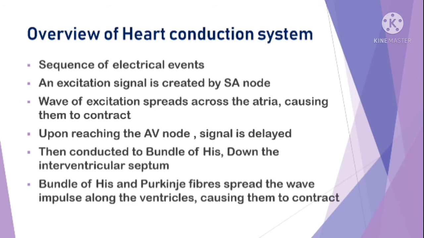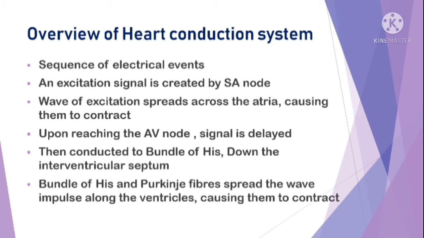Coming to the overview of the heart conduction system, the sequence of electrical events originates from the SA node. An excitation signal, that is the action potential, is created by the SA node. A wave of excitation spreads across the atria, causing them to contract. Upon reaching the AV node, the signal is delayed, then conducted to the bundle of His and down the interventricular septum. The bundle of His and the Purkinje fibers spread the impulse along the ventricles, causing them to contract.